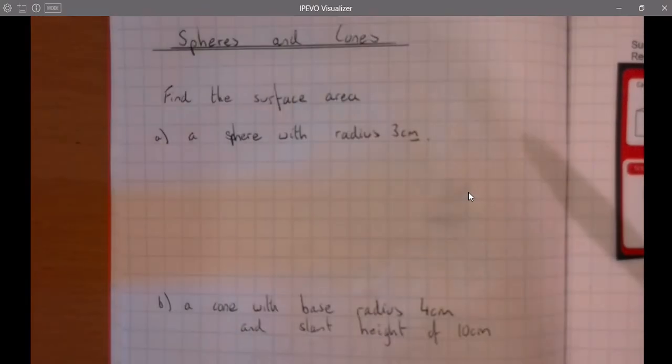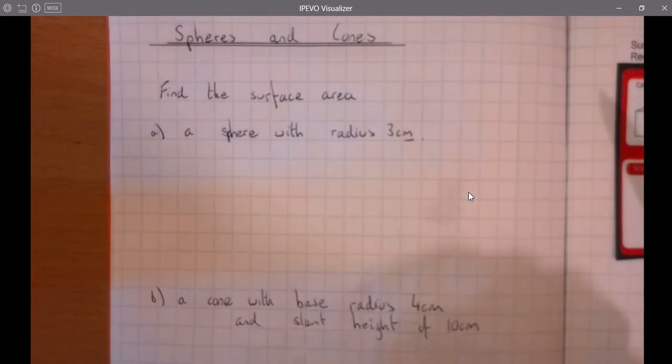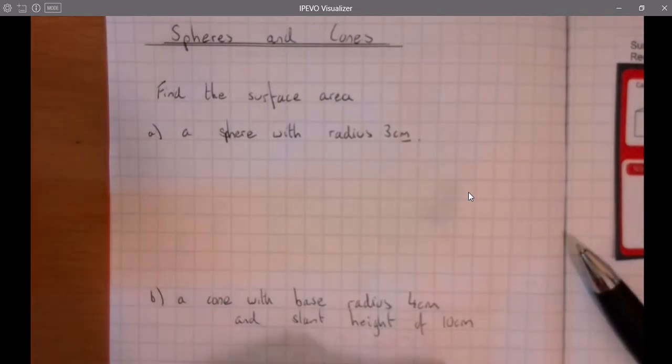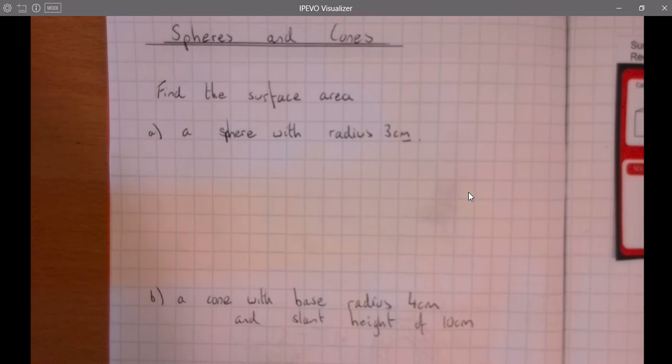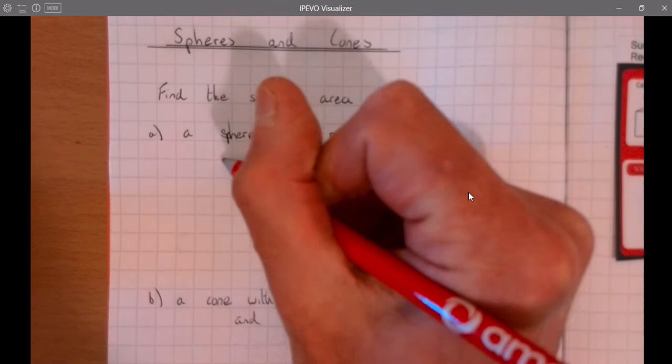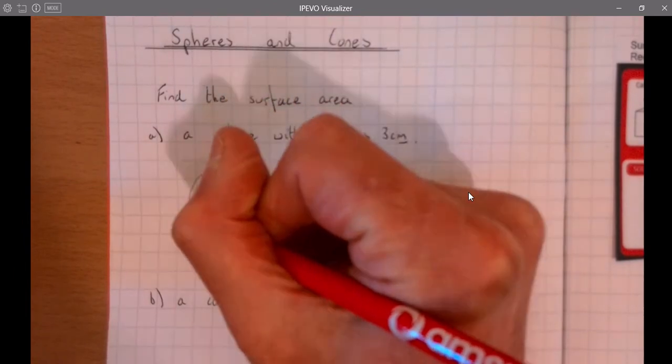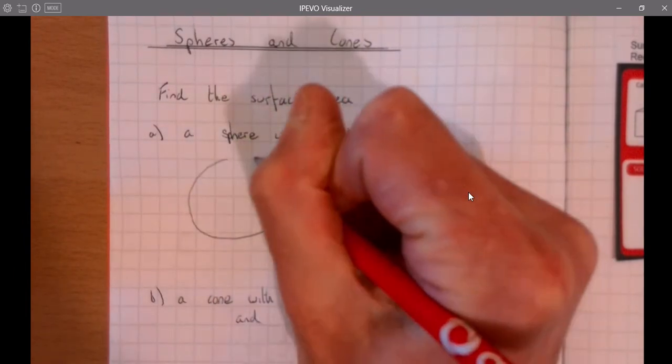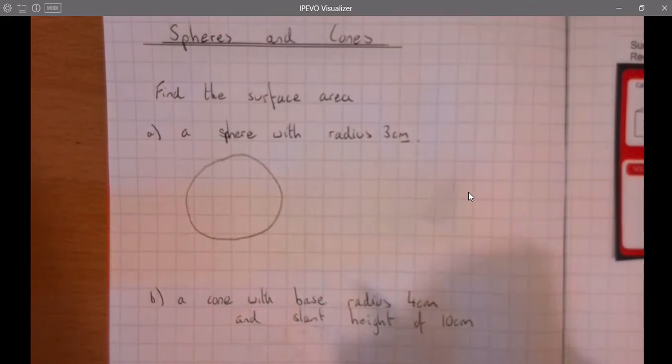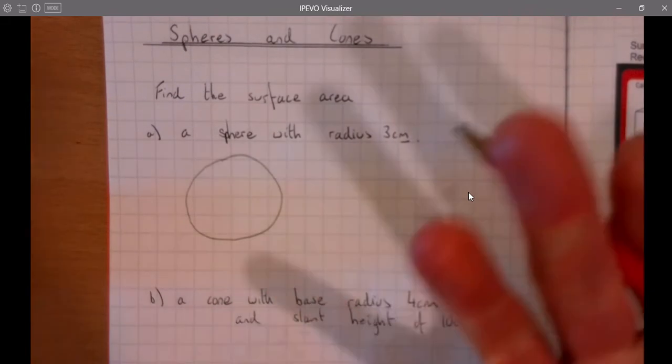Okay, spheres and cones. These look tricky, but actually these are relatively okay for us. So let's first establish what we've actually got. I'm going to try and be all arty for you. There we go, there's my sphere.